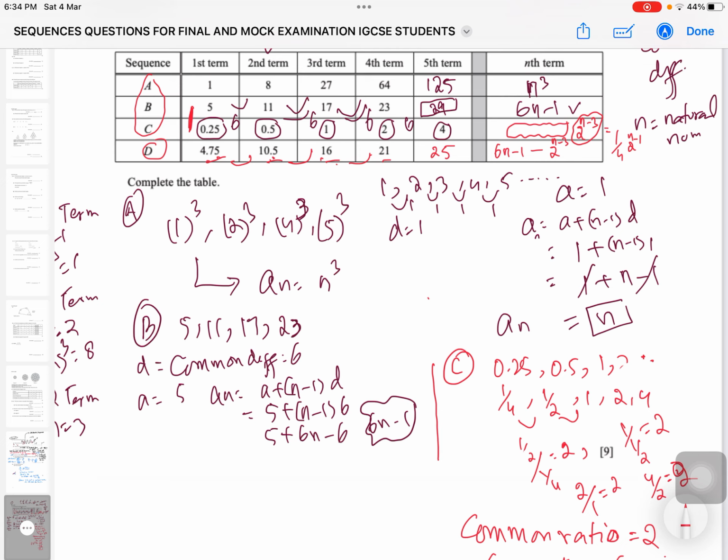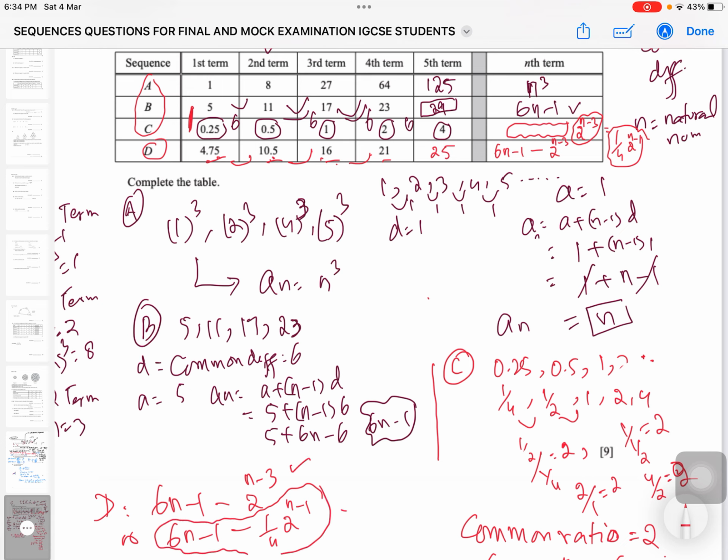So that's the result. For D, it is 6n minus 1 minus 2 power n minus 3, or 6n minus 1 minus the other form, 1 over 4 into 2 to the power n minus 1. So both answers are correct, and you can give these answers. That's all.